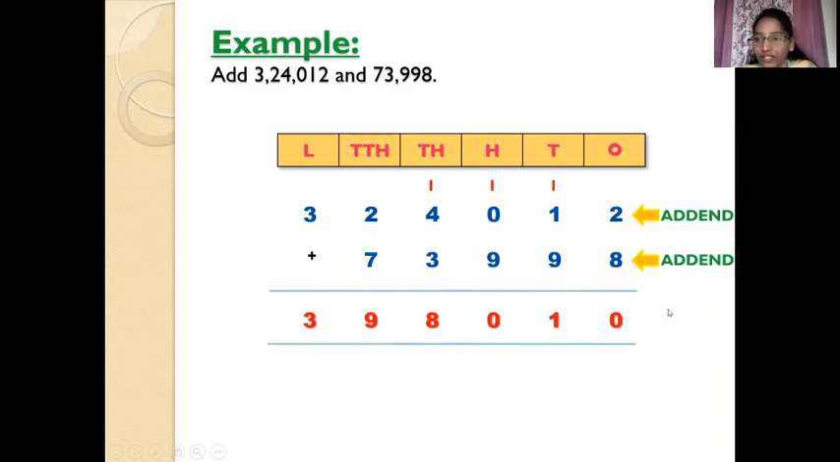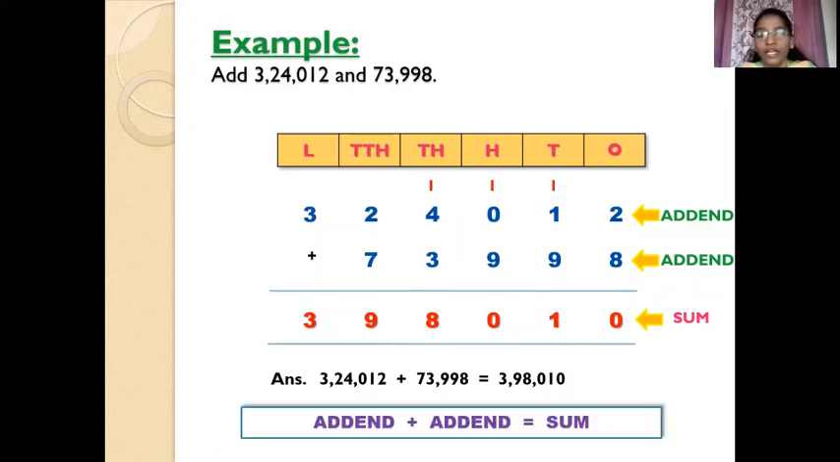So you got an answer, and this answer is called the sum. When you add two addends, you can even add more than two addends, then the answer you get is called sum. So for this question, when you are adding 3,24,012 and 73,998, you get 3,98,010.